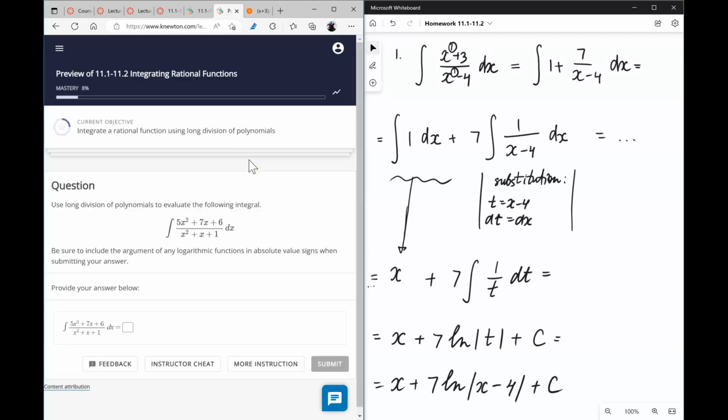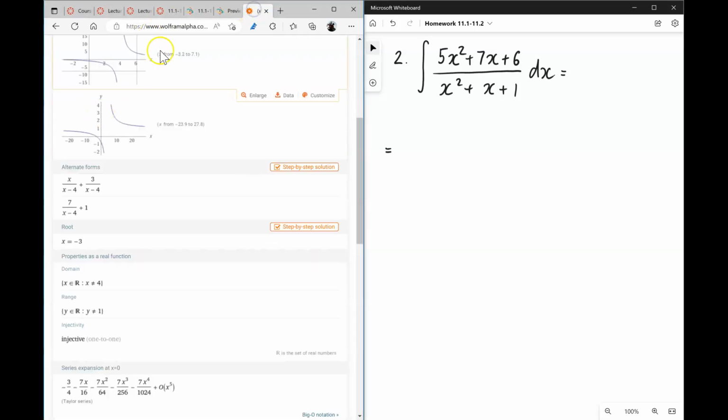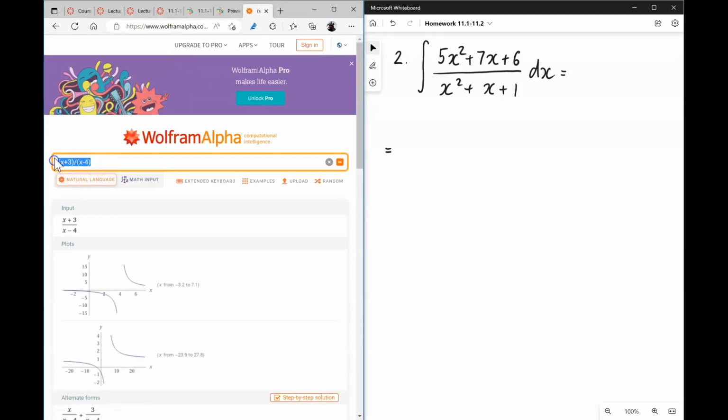Here's another problem, similar idea. Even without the hint, we would have recognized that this is an improper rational function, meaning that the first step is to perform long division. Because long division is not a calculus task, I'm just going to use Wolfram Alpha. So here's my rational function, here's my numerator, here's my denominator.